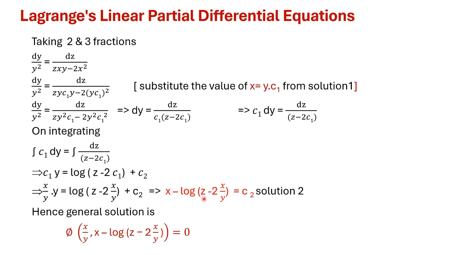Now we got solution 1 and solution 2. We have to put solution 1 and solution 2 in the general equation. We get phi of solution 1, which is x by y, and comma, solution 2, which is x minus log z minus 2x by y. So this is solution 2 and this is the required equation.